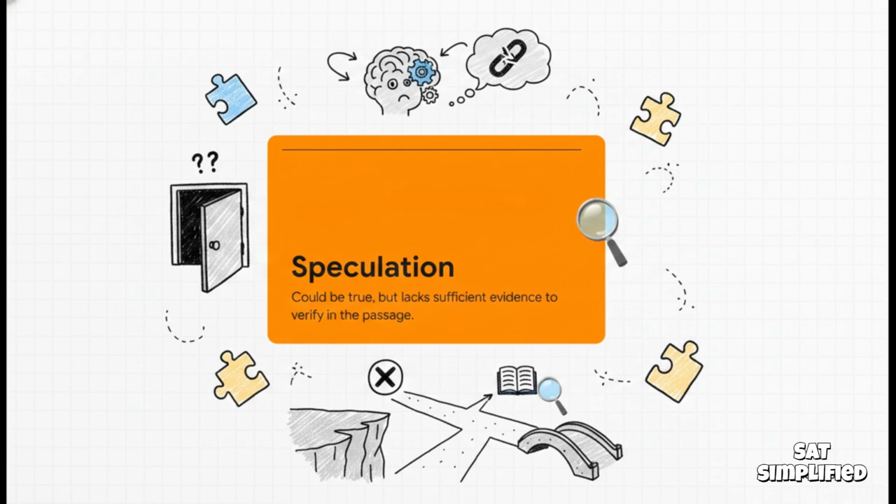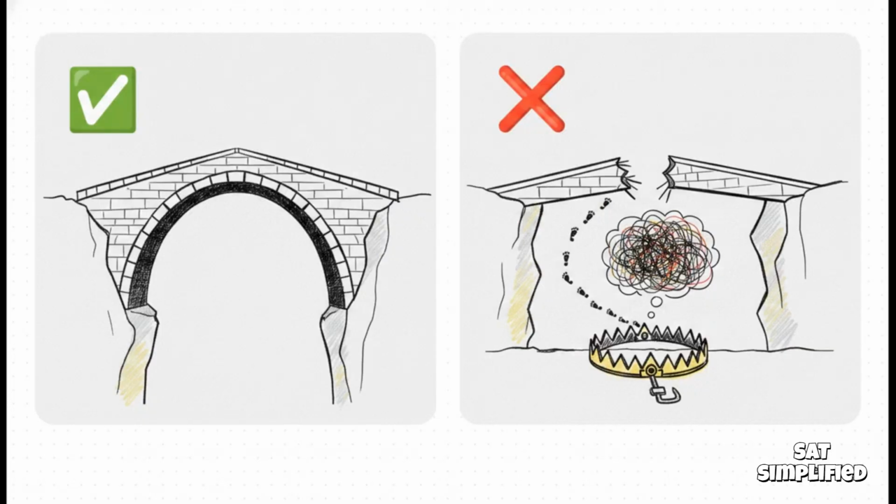And why does it work? Because it sounds like it could absolutely happen in the real world. But here's the catch. Speculation lacks sufficient evidence to verify in the passage itself. Sure, it might be true in reality, but if the passage didn't explicitly say it, it's wrong. Simple as that. Think of yourself as a test-taking detective.